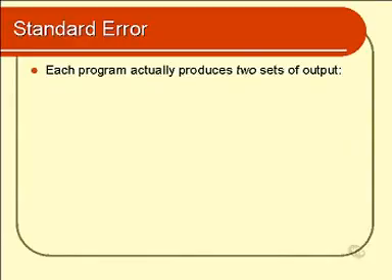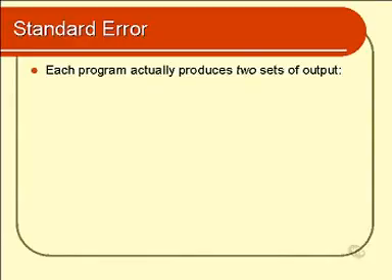The first set is called standard output, and we've seen that already. The second set is called standard error. What is standard error? Well, it's where you typically find any error messages that a program might have produced, whereas standard output is, well, it's text that's not considered to be an error message.